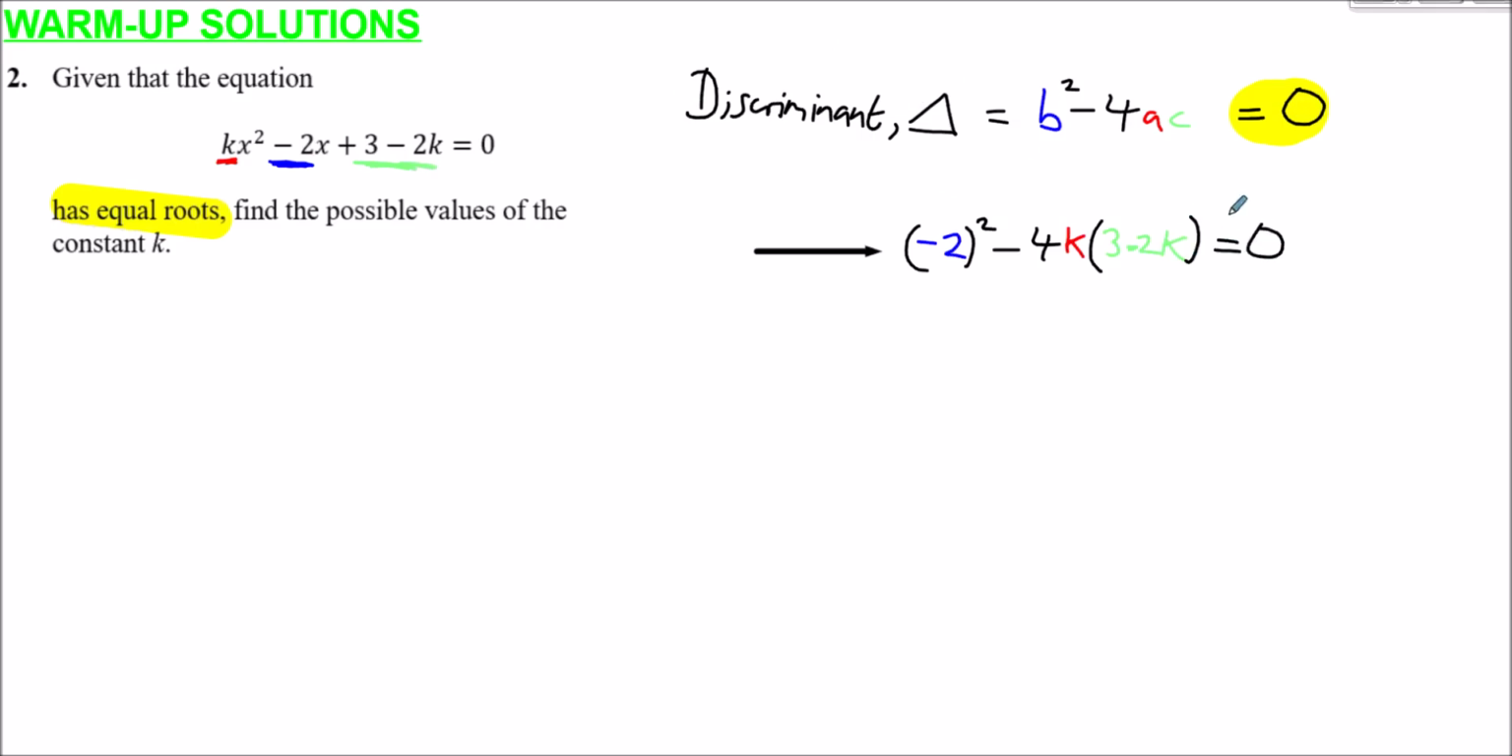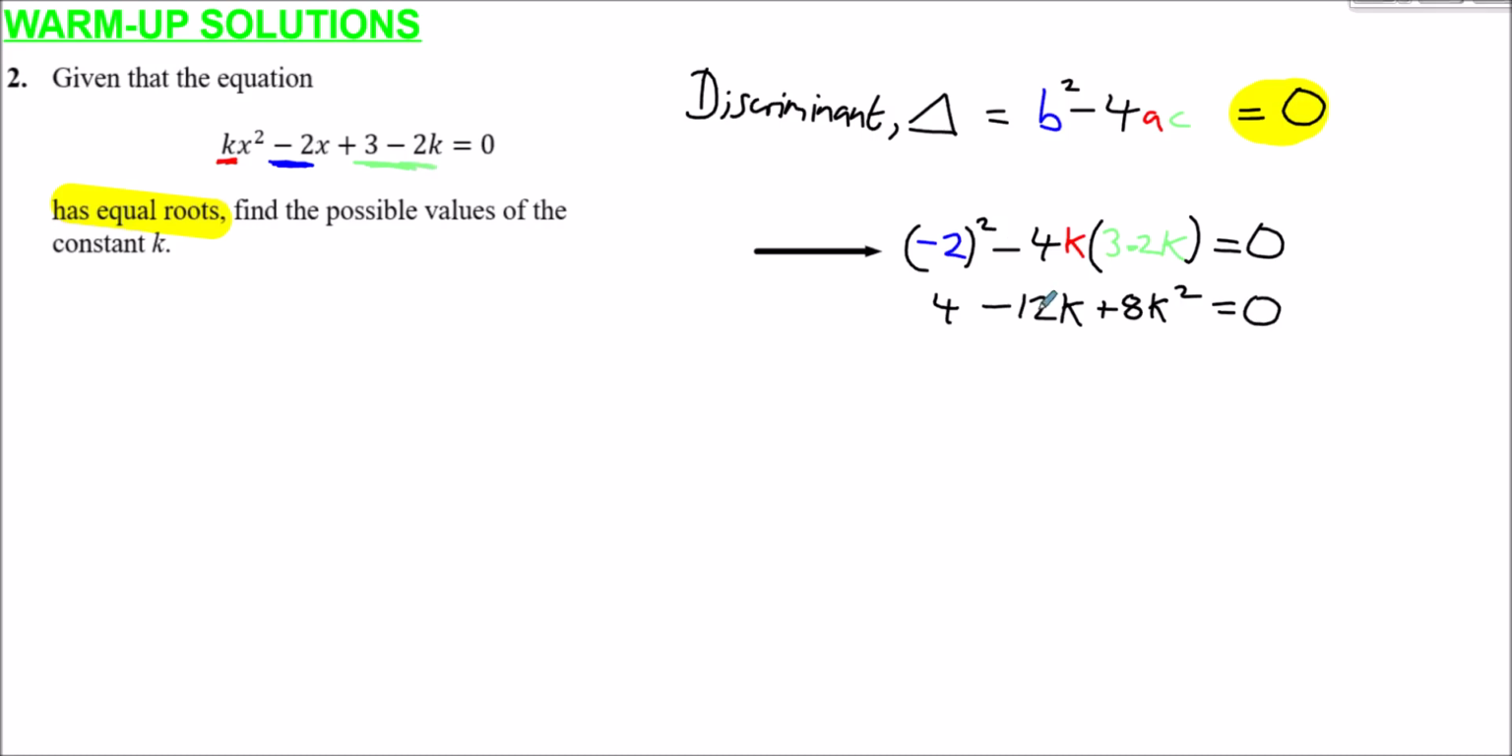So we need to do a bit of expanding now. Minus 2 all squared is 4. Minus 4k multiplied by 3 is minus 12k. Minus 4 multiplied by minus 2 is positive 8. And k multiplied by k is k squared. Set that equal to 0.